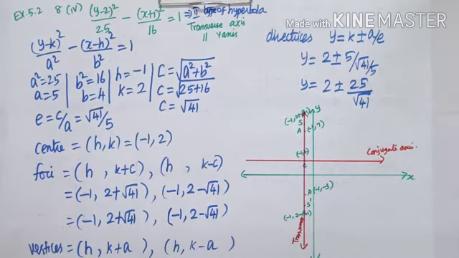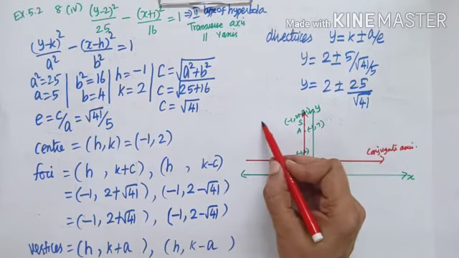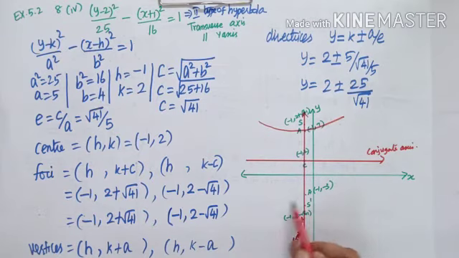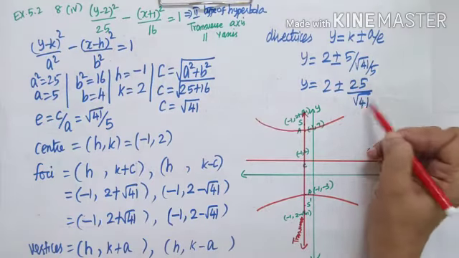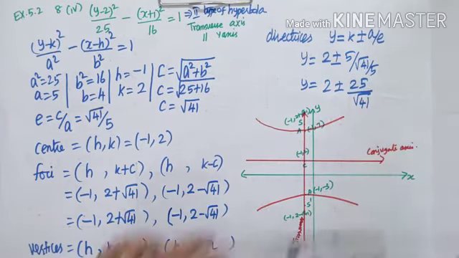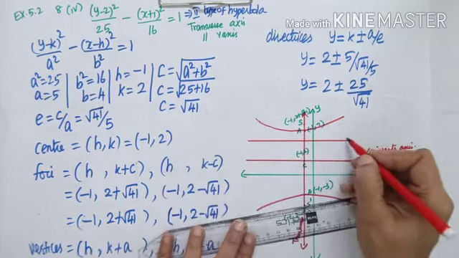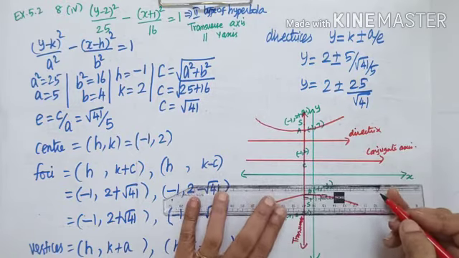How to draw the diagram? The diagram will be through the vertex towards the focus. Similarly here, through the vertex towards the focus. And so we have the hyperbola. Now if possible, you can mark the directrices also. 2 plus or minus 25 by root 41. Directrices will be the other side of it. So this is directrix. Similarly, we have 1 over here.